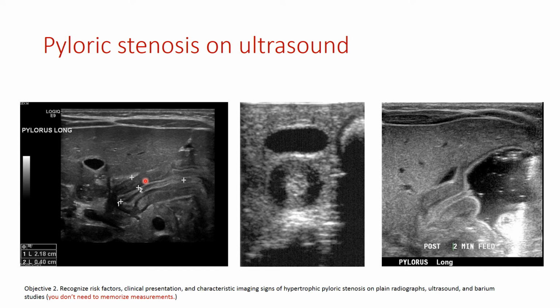About 3 millimeters is the maximum thickness that the pyloric muscle should be. Again, do not memorize those. You're not going to be asked those on an examination. It's just a waste of your brain cells.